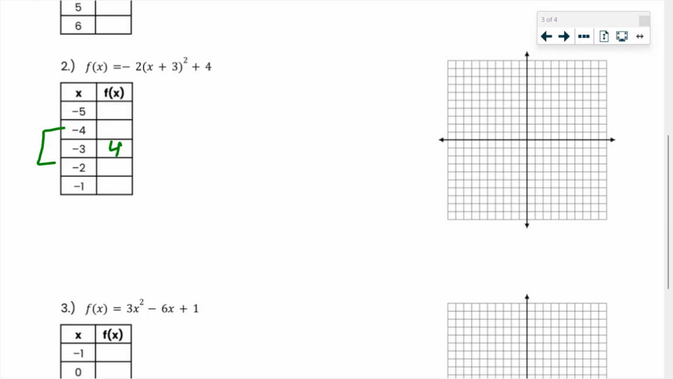Would you rather sub in -4 or -2? I'd rather sub in -2, because -2 plus 3 is? 1. Very good. 1 squared is 1, times -2 is negative, plus 4 is 2.